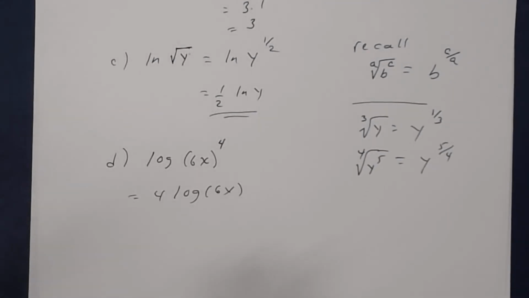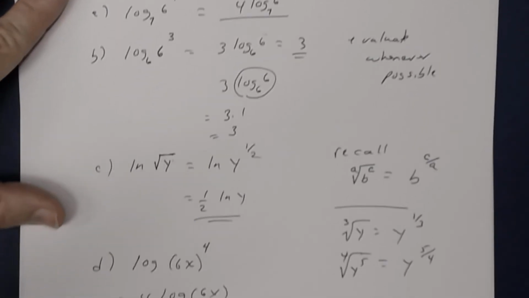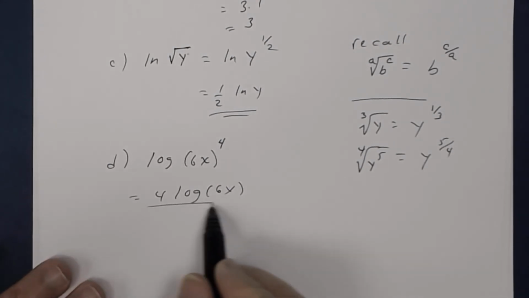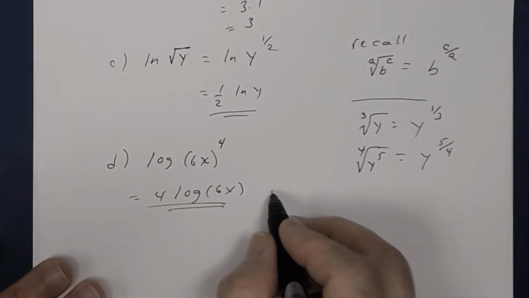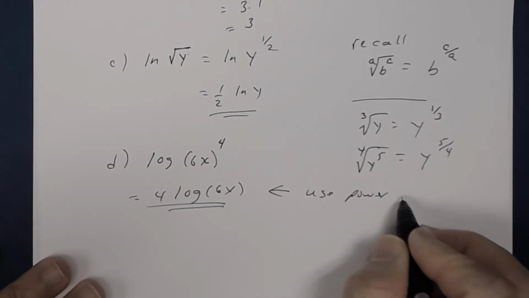Okay, now, remember all I did was use the power rule, right? That's all they wanted me to do. So according to the directions, I'm done. I'm done. Okay? So all they want you to do is use the power rule only.